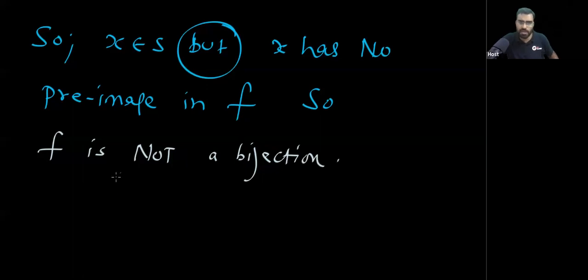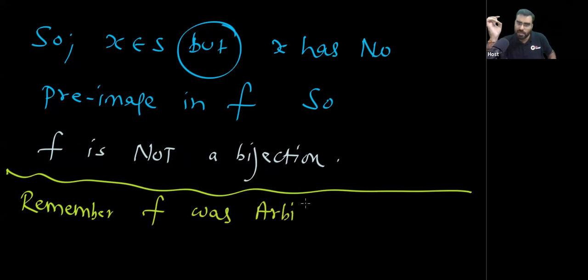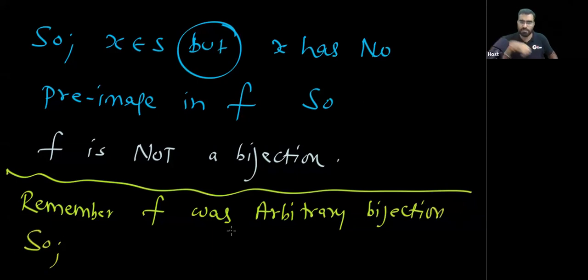Now you tell me a simple point. F is not a bijection. But did you understand this idea, that whatever bijection you create, that will never be a bijection? Because you will create some bijection, I will create some X. Remember F was an arbitrary bijection, some random bijection I have taken.